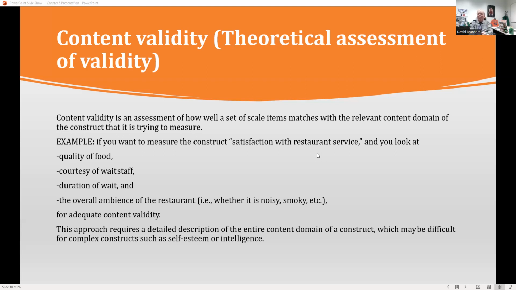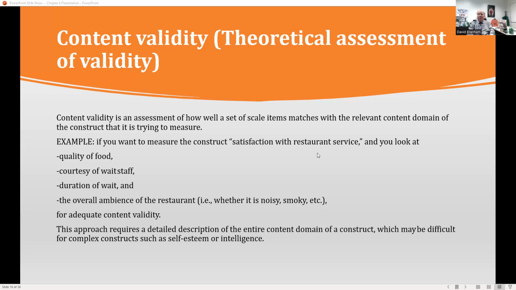And that this measure, courtesy of the wait staff, is not the end-all and be-all of that restaurant. The quality of the food may be great, the wait staff may be lousy, and that lousy wait staff and the high quality of food will not correlate with each other. This approach requires a detailed description of the entire content domain of a construct, and it means that your indicators need to measure that domain.